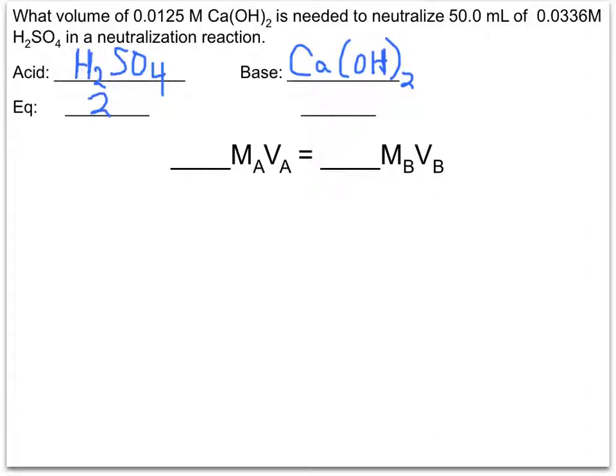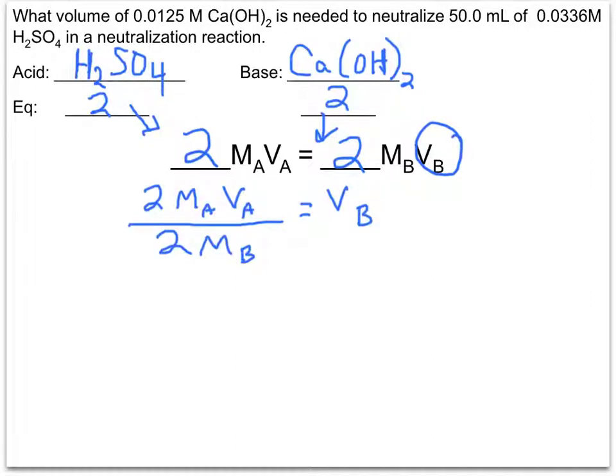The base, Ca(OH)2, calcium hydroxide, has 2 of the OH ions. That's 2 equivalents. Therefore, we take the base equation and we put in these values for the equivalents because that will affect the concentration ratios. What we don't have is the volume of the base, so that's what we're going to calculate for. Rearranging the equation to solve for the volume of the base, it looks like this.